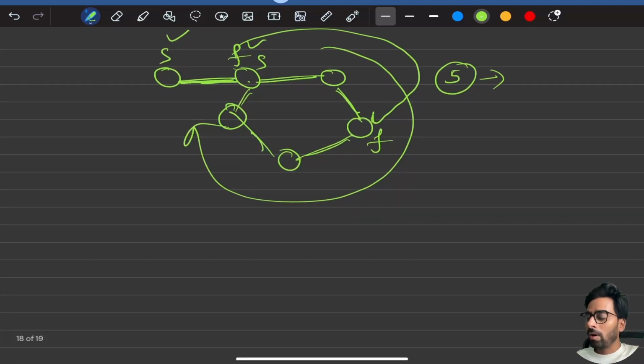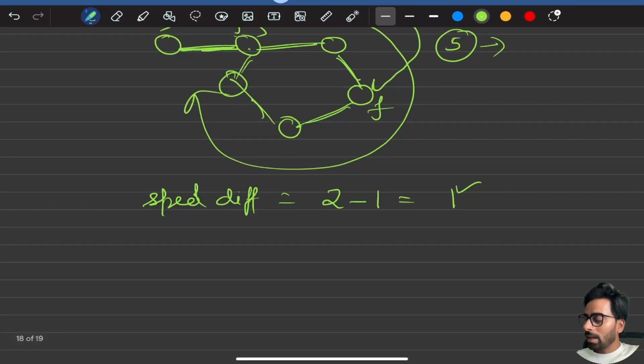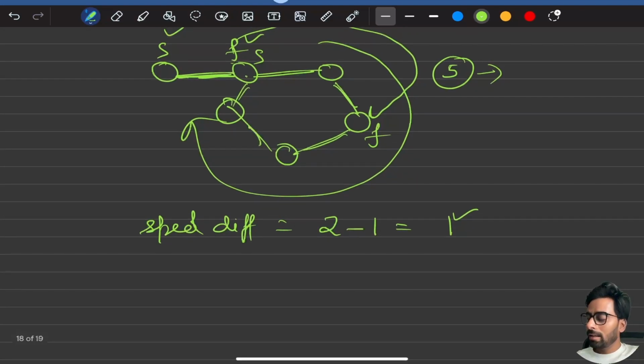If we observe the speed difference, if the speed of fast is 2 and the speed of slow is 1, the difference is 1 unit. Whatever the speed unit is doesn't matter, the difference is 1, whether it's kilometer per second or whatever. If they have to meet in this cycle, they have to cover the distance between them. And the distance is 1, 2, 3, 4, 5, in the cycle, right? So 5 is the distance and 1 is the speed difference between them.